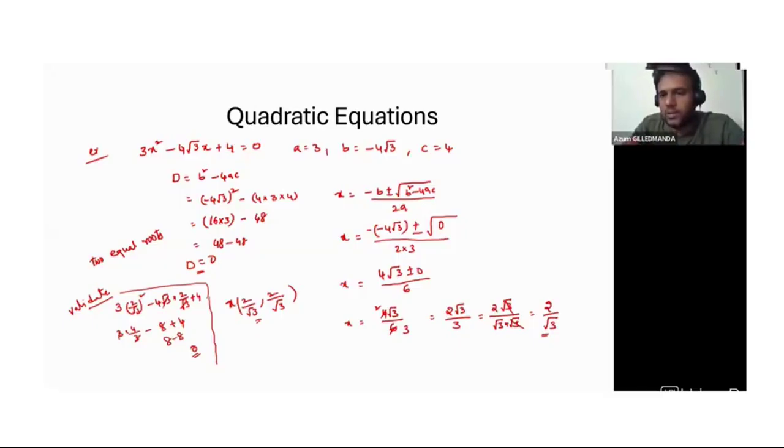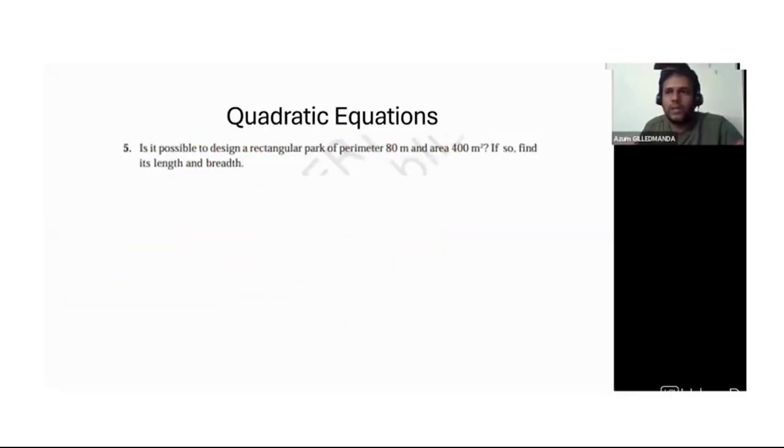Okay, so hope this is much easier compared to factorization method. Okay, let's move. Let's do another problem. Okay, so here, if you look at, right, so let me look at the problem.